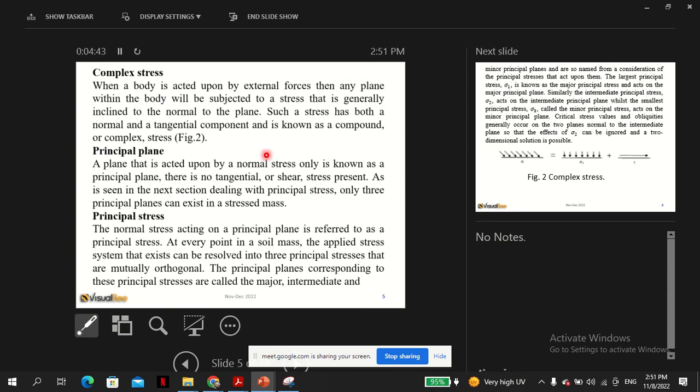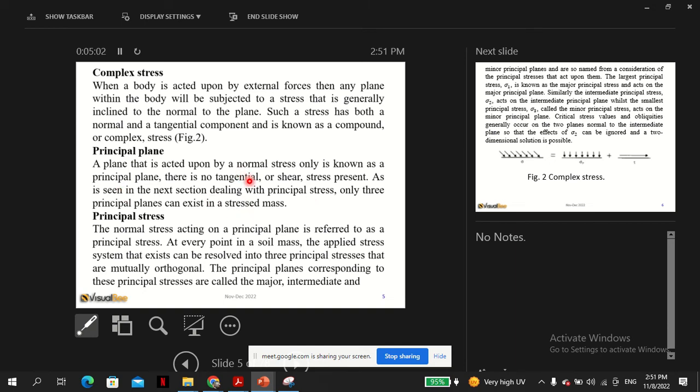A plane that is acted upon by a normal stress only is known as the principal plane. There is no tangential or shear stress present, as seen in the next section dealing with the principal stresses.